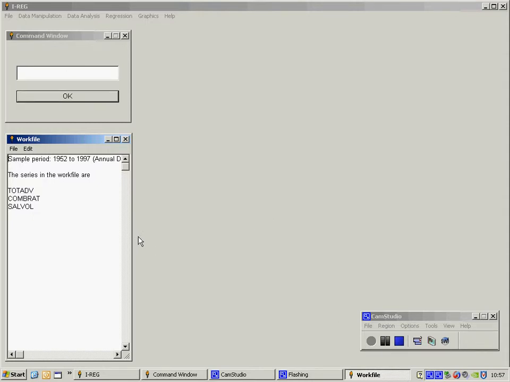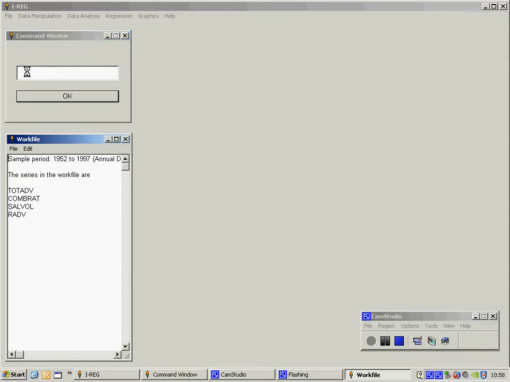And what I want to look at is the relationship between real advertising expenditures and sales volume. At the moment, I've got nominal advertising expenditure and I've got a price index, COMRAT. So I want to create a new series, so I'm going to define real advertising expenditure to be equal to total advertising expenditure divided by the price index.